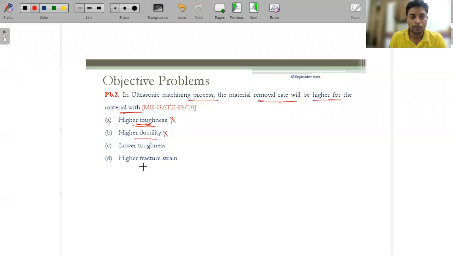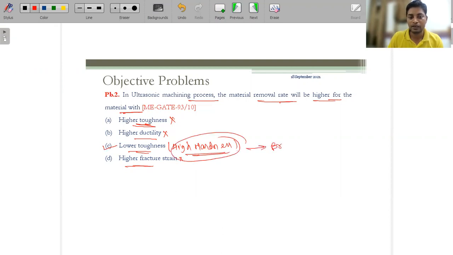High fracture strain: if we increase the toughness, then the fracture strain also increases accordingly, so that is also eliminated. Only the lower toughness remains. In other words, it has a high hardness, and high hardness means a brittle material. So in the ultrasonic machining process, the material removal rate will be higher for the material with lower toughness. Guys, please keep this in mind.